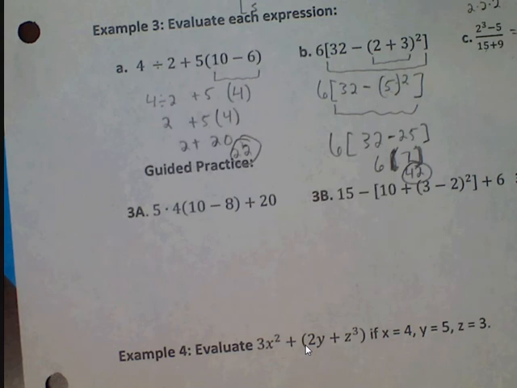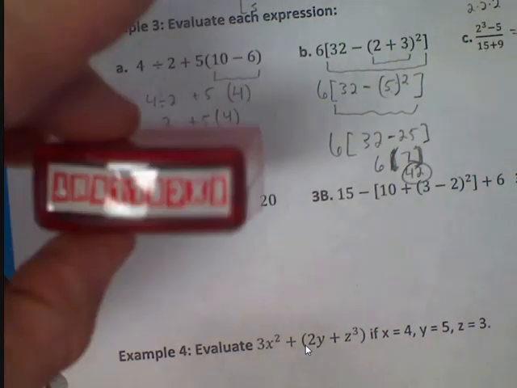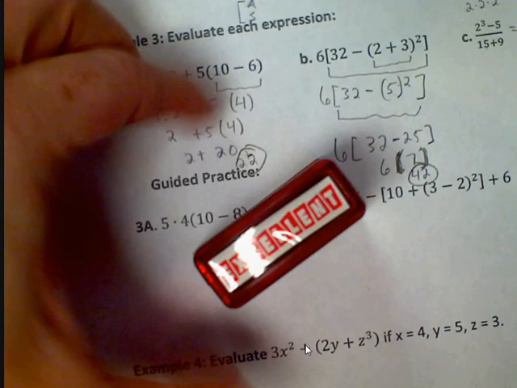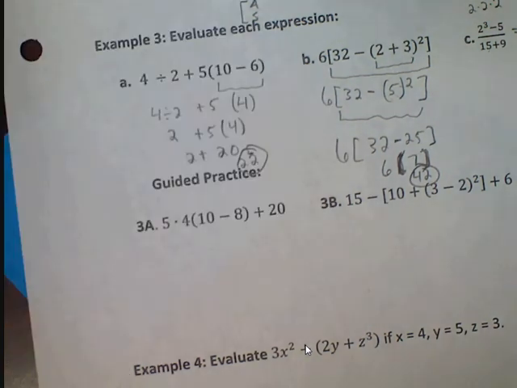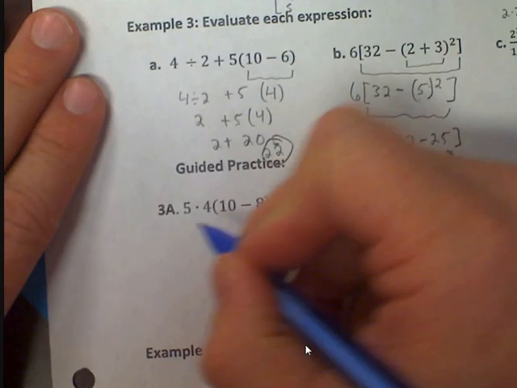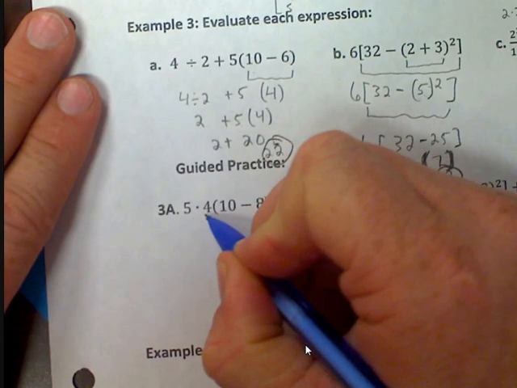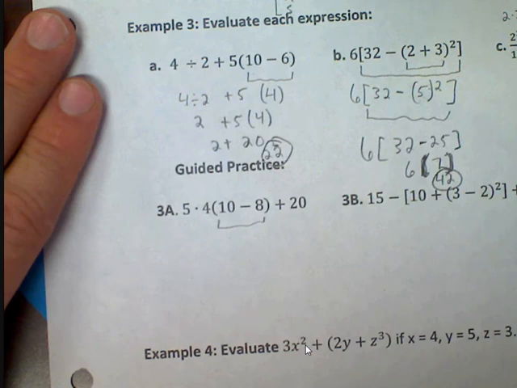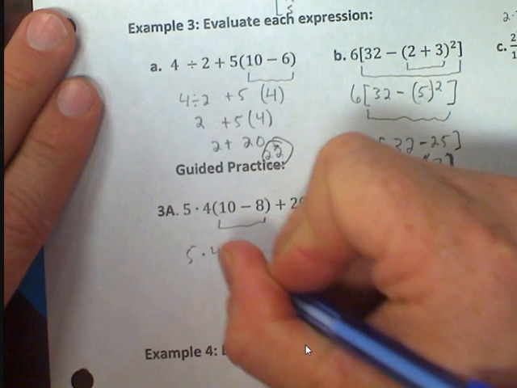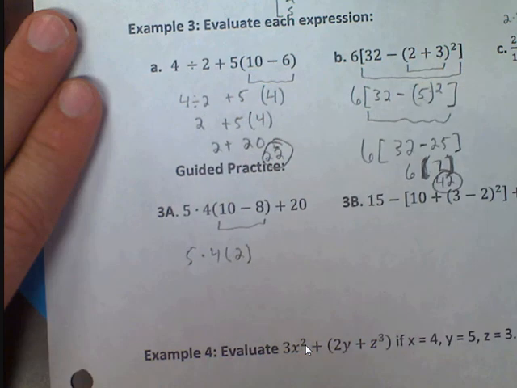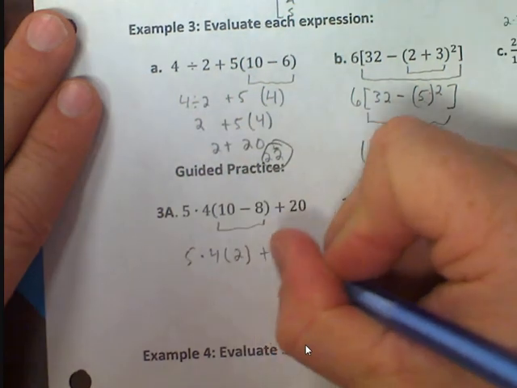Now we have guided practice. Go ahead and pause the video and try yourself. Here's what you should have gotten. 5 times 4, parentheses. So I got to do 10 minus 8 first. So I have 5 times 4 parenthesis 2 plus 20.